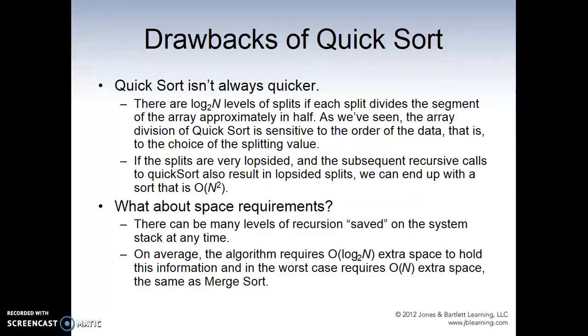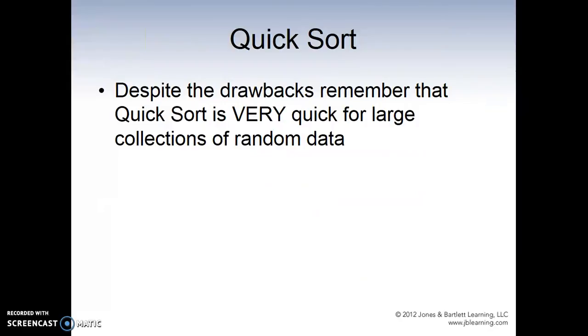So what about space requirement? There can be many levels of recursion, right? So that's going to cause some space for recursion, but it's better than merge sort in that you don't have to create a temp array. So on average, the algorithm requires big O of log n extra space to hold this information, and in the worst case requires n extra space, the same as merge sort. So QuickSort, despite the drawbacks, remember that QuickSort is very quick for a large collection of random data.